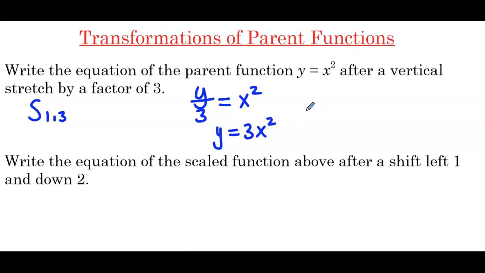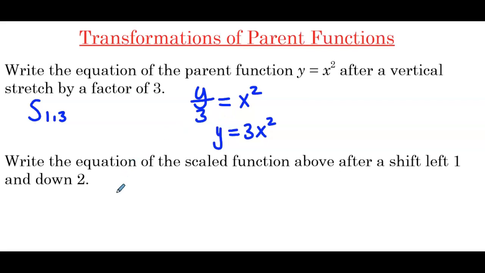As a reminder, when we write equations after transformations, we're always doing the opposite, because the equation is always telling us how to get back to the parent function. So if we're multiplying the y values by 3 to get the graph we're looking for, in the function, we're dividing y by 3 to get back to the parent function.